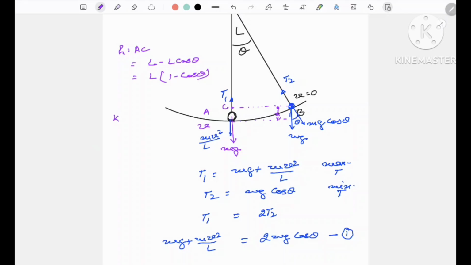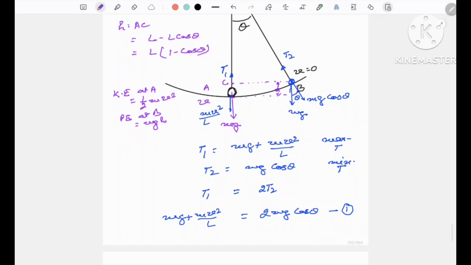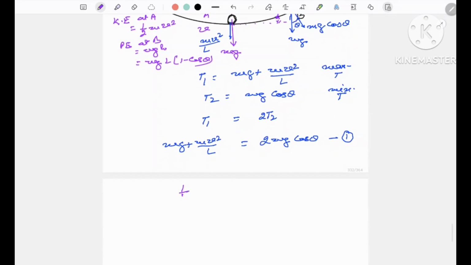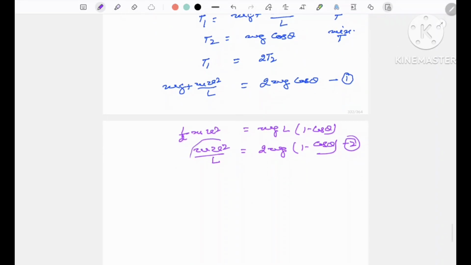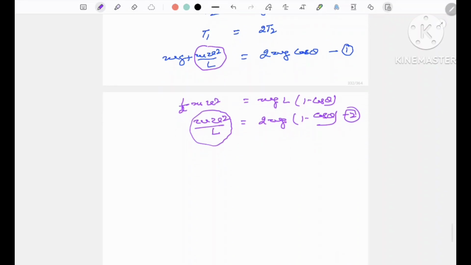Kinetic energy at A, KE at A is equal to half mv square, and potential energy at B is mgh, or mg L 1 minus cos theta, and this KE and PE will be equal. 1 upon 2 mv square will be equal to mgL 1 minus cos theta, or mv square by L will be 2 mg 1 minus cos theta. इक्वेशन नंबर 2.